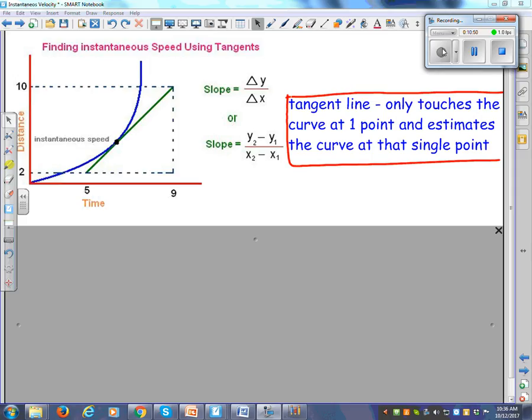See how I did that? Why not like that? Because it's going through, right? It's got to touch it at a single point, and it has to match or estimate the curve of the line. It's really just an estimate, that's all it is. You're estimating the curve at that single point, and then you draw that line as long as you need to, and then do what?